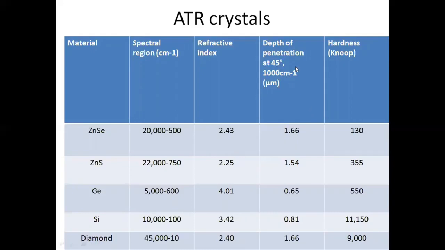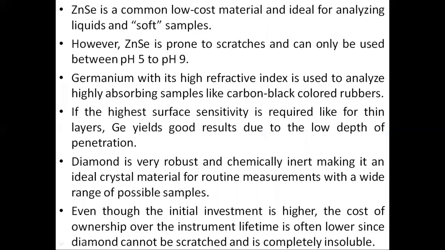Depth of penetration at 45 degrees in all these crystals is different. In zinc selenide it is 1.66 micrometer, zinc sulfide 1.54, germanium 0.65, silicon 0.81, and for diamond it is 1.66. Hardness, if we compare, the maximum hardness is with silicon 11,150, then diamond 9,000, then germanium 550, zinc sulfide 355, and zinc selenide is 130.